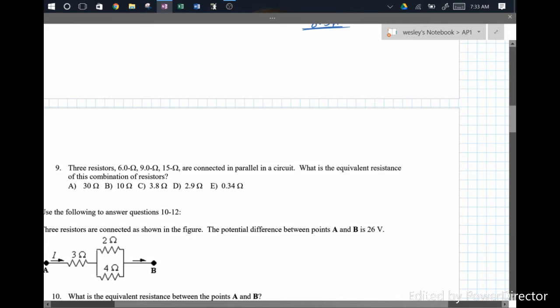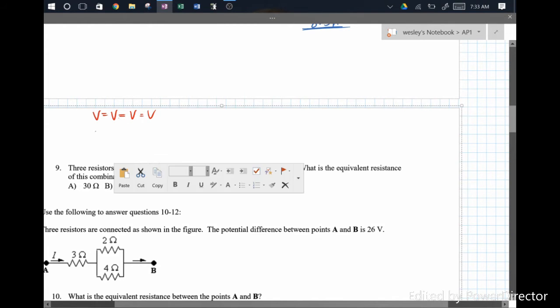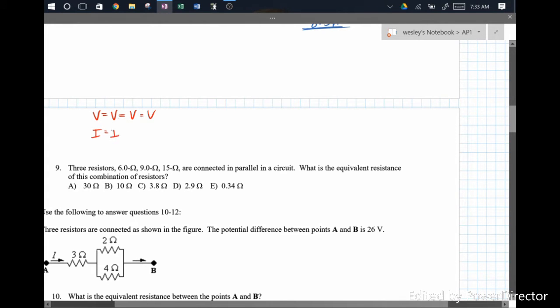Three resistors are connected in parallel in a circuit. What's the equivalent resistance of this combination? So to just get us on the right foot with parallel, the voltage is the same all the way through in parallel, and the current is what adds, like we saw above.